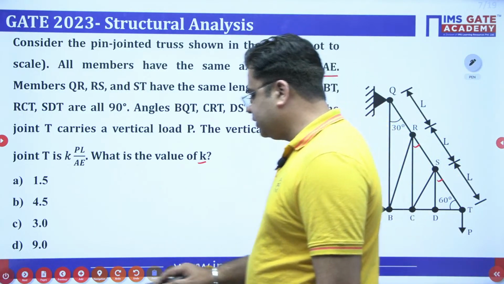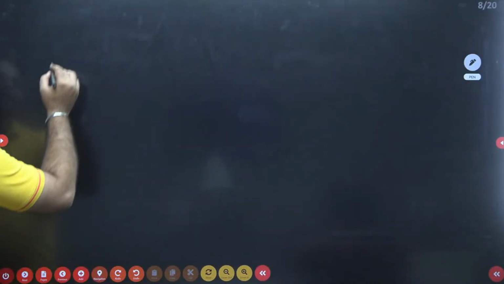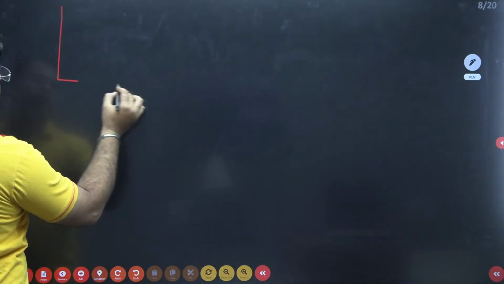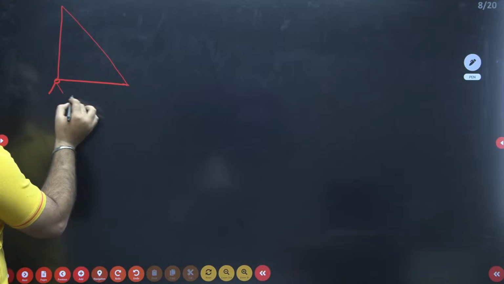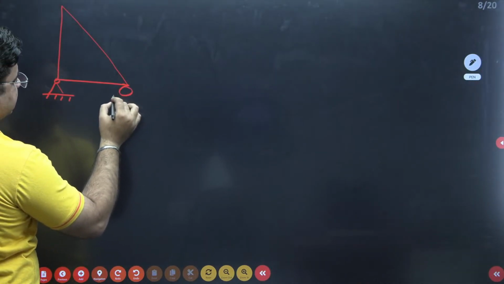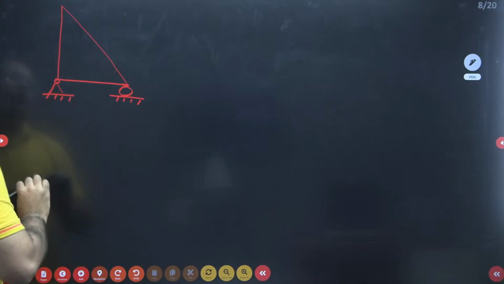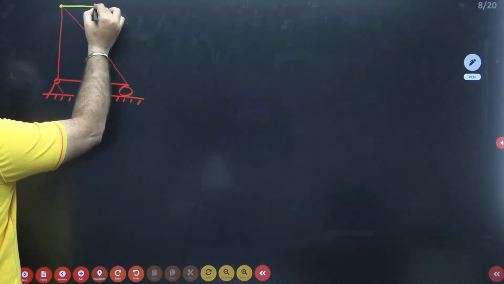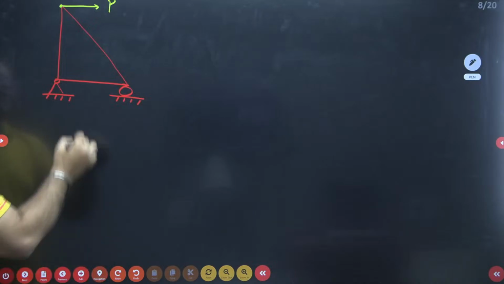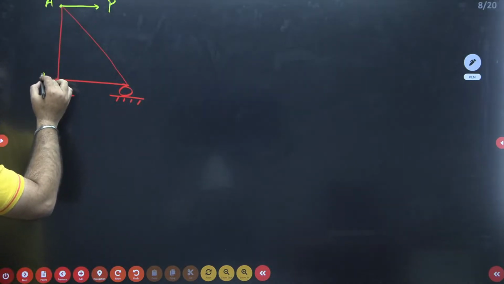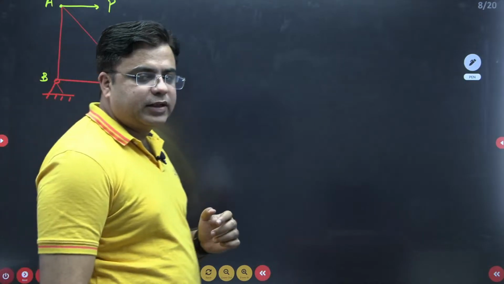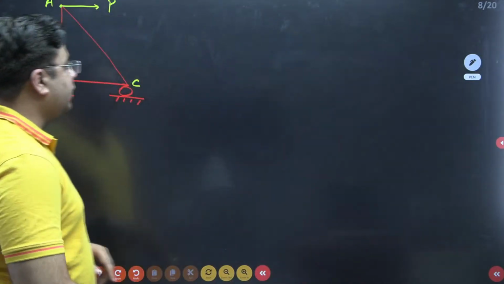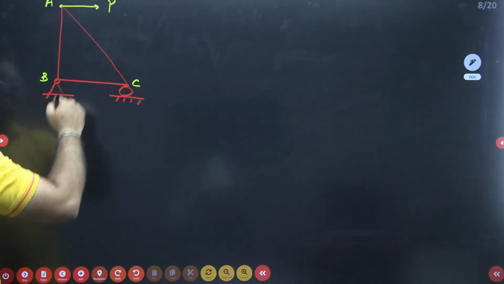Now first of all, my dear students, understand what is a unit load method. For example, this is the truss I am considering, right? And this is not the truss that is given to you. I am just explaining what the unit load method tells us. If a load P is applied like this at this joint A, this is A, B, C, and I have to calculate the horizontal deflection of this joint A, what the unit load method tells us is, first calculate all the member forces due to this external load P.